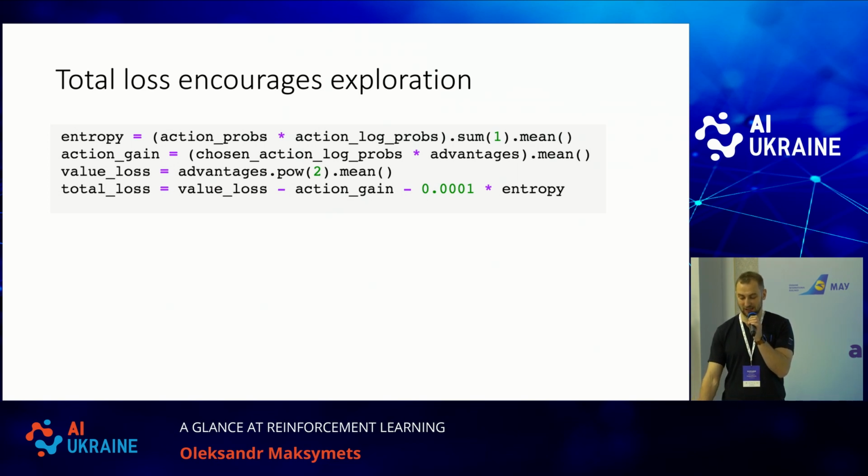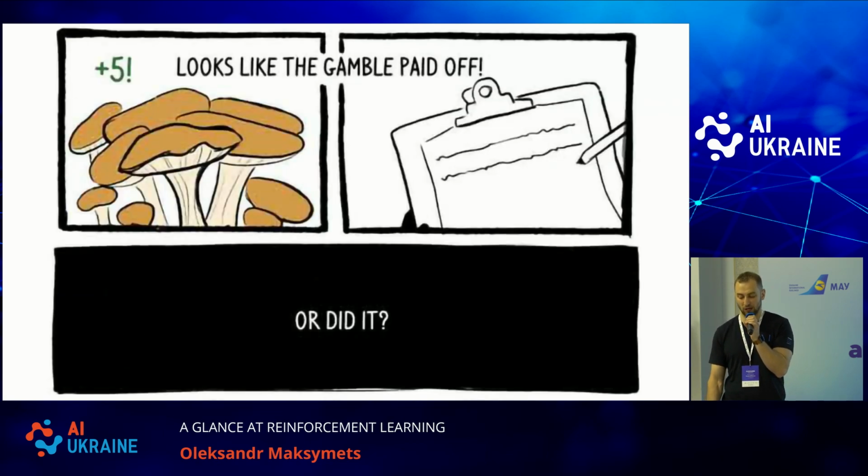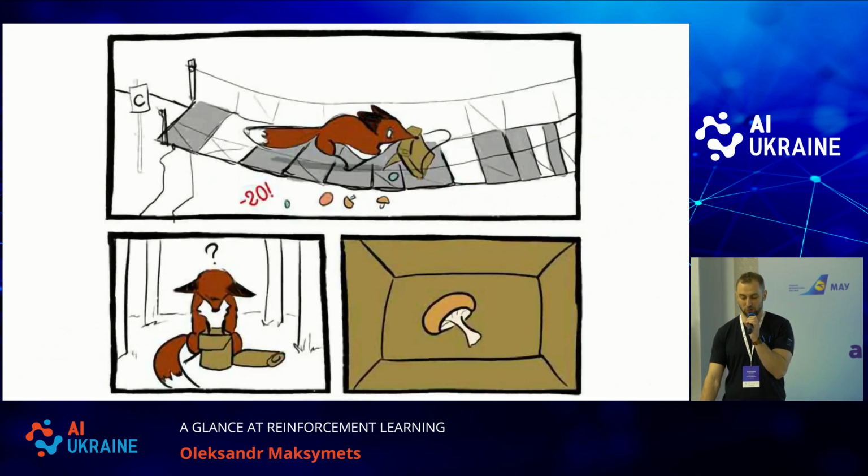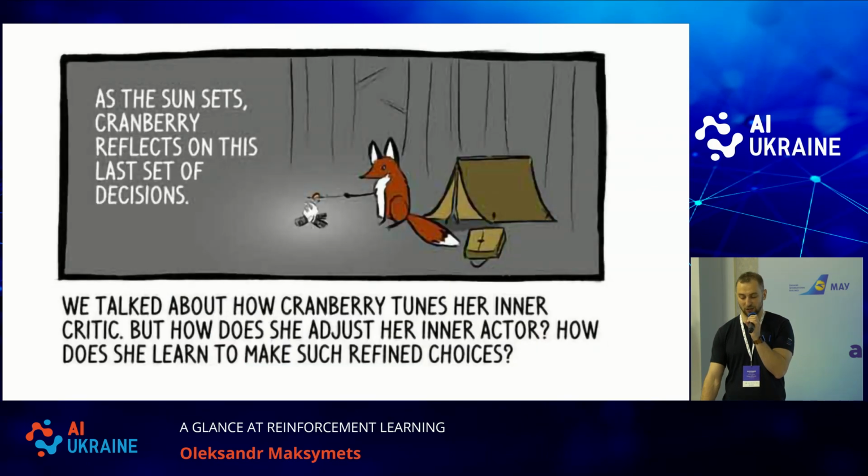So looks like the gamble paid off, or did it? And if it's not so good, for example, we went into a bad state, that's why it's important to have value and policy together. So we are in a state where our estimation is -100, so it's a bad state already. And then our fox chooses one action and gets -20. And the fox wants to adjust her inner actor and to make better choices.